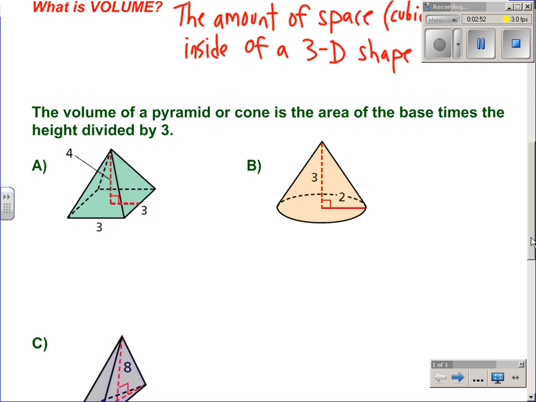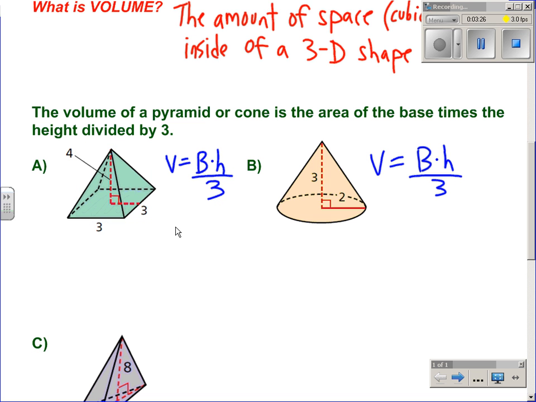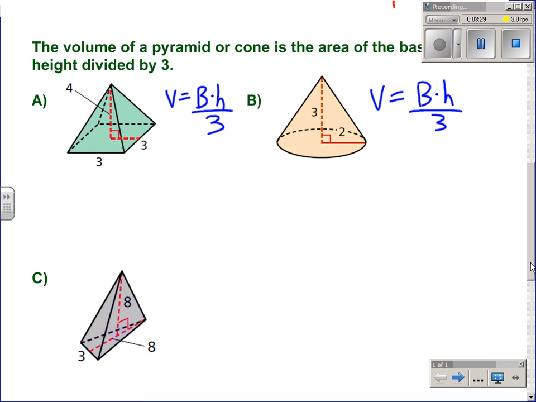All right, so the volume of a pyramid or a cone is the same, and it's the area of the base. So the area of the base times the height, and this time they're divided by 3. So volume equals area of the base times the height divided by 3. Volume of a cone, same thing. Find the area of the base, multiply it by the height, and then divide by 3. So let's go ahead and do example A together. We'll do A and B, and then you'll do letter C for homework and have that ready tomorrow.